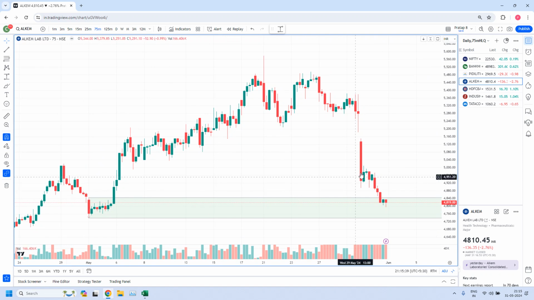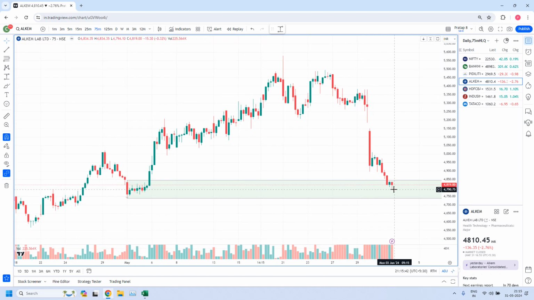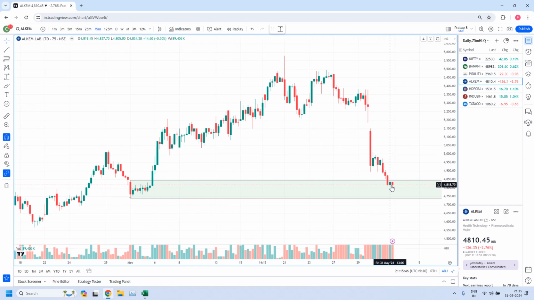So that is the reason why I didn't fine tune this zone. Maybe tomorrow if prices go down further, this zone will be violated. Today, in the last hour, prices came here.